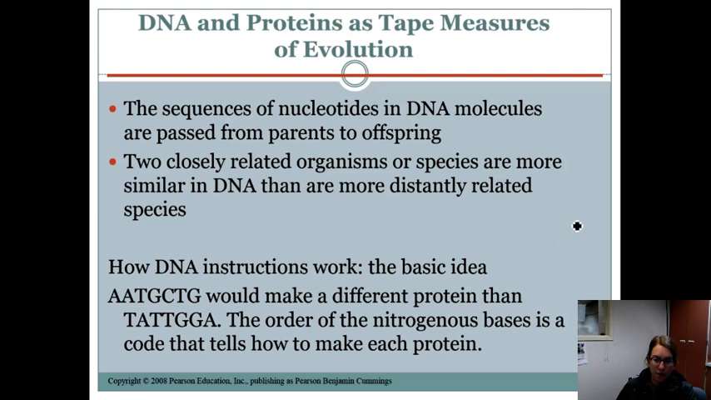So the order of the nitrogenous bases, the A's and T's and C's and G's, is the DNA code that tells you how to make the protein. So for instance, if your DNA said AATGCTG, that would make a different order of amino acids, different protein than TATTGGA. So that order is what differs between people and between different species, and ultimately determines what different kinds of proteins you're going to make and what kinds of looks and personality traits and all that kinds of things that you have based on your genetics.